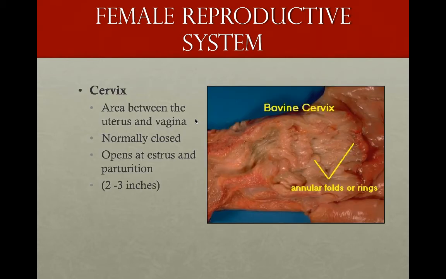The part that protects the uterus, sort of like the front door, is the cervix. That's going to close off the uterus from the vagina. It's located in between the uterus and the vagina. That's the cervix. It's normally closed. It opens during parturition or during estrus, when the animal's in heat, to allow for sperm to pass through.